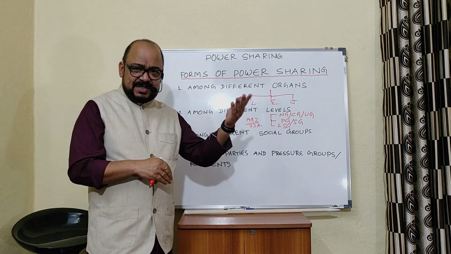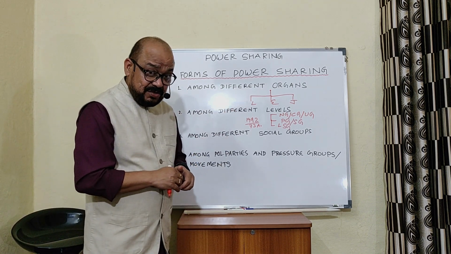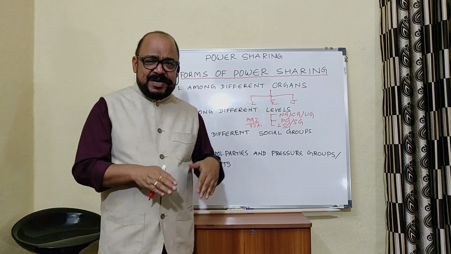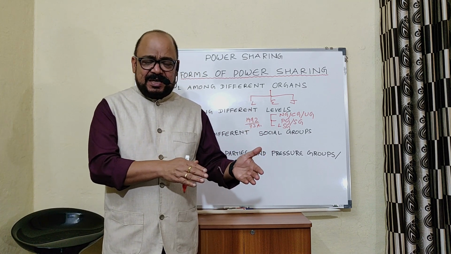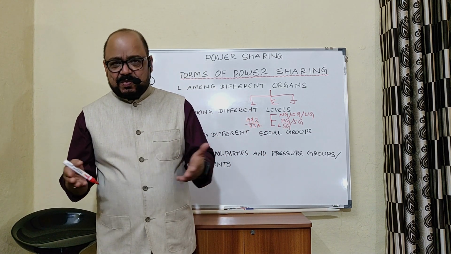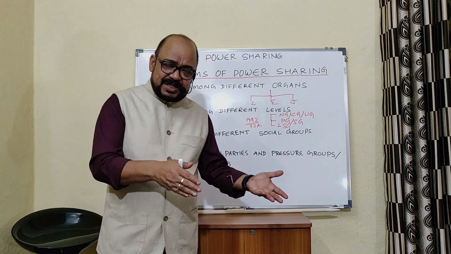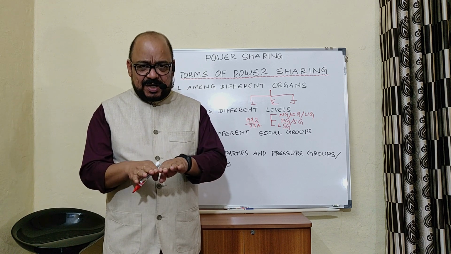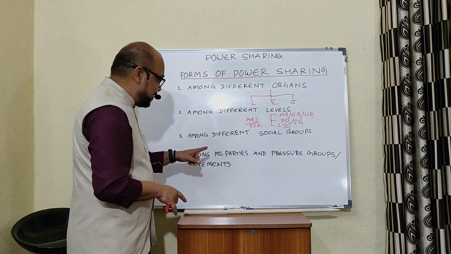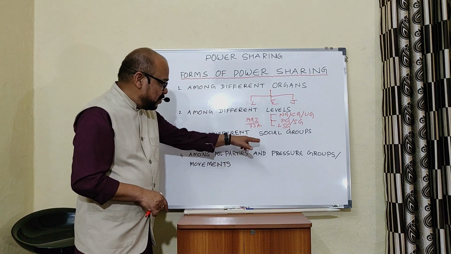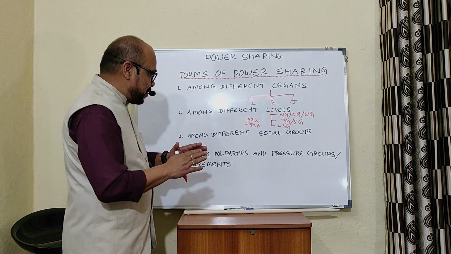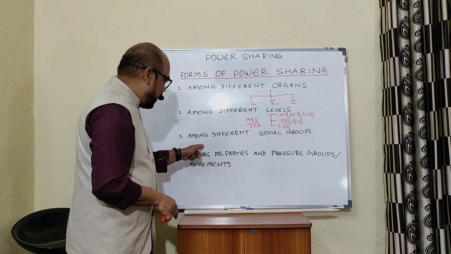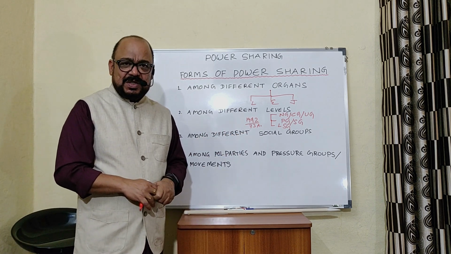By the four amendments they made, what did they do? They made a provision where in the national government the number of Dutch speaking ministers and French speaking ministers was equal. Like that in Brussels also, the Dutch and French speaking ministers were equal in number. The different social groups share power. This is power sharing among different social groups.